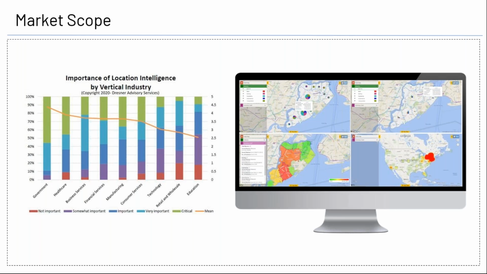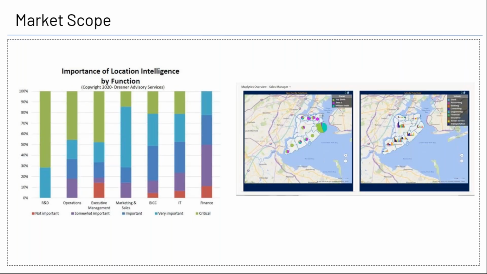Moreover, in any business, the locational intelligence is used by people in various job functions. It's not just limited to the C-level corporate leaders of the company, but also the people in R&D, operations, marketing and sales, and many other job functions. And they are also utilizing the location information in their day-to-day life.